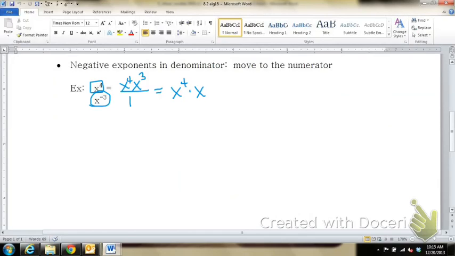So I really have x to the fourth times x to the third. Since these are both x's, I can actually combine this. Keep the base, and remember what we do with the powers? We add them. So I get x to the 7th as my final answer. And that's zero and negative exponents. So pause the video, and then we'll try some examples.